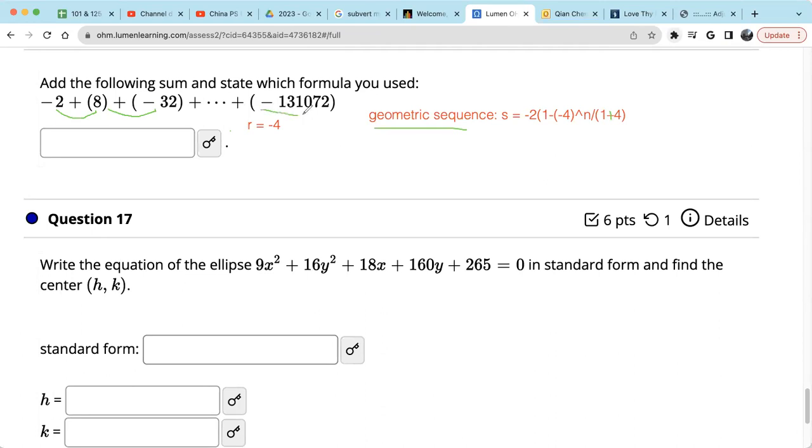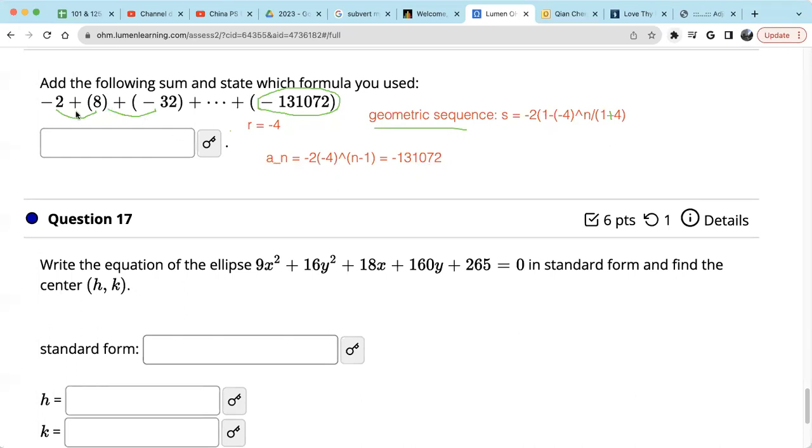Now we need to figure out the number n. So which term is this? It's the position of this term. How do we figure that out? We have another formula: the nth term for a geometric sequence equals the first term, which is -2, times the ratio, which is -4, raised to n minus 1. In this case, this is -131072. Such a big number.